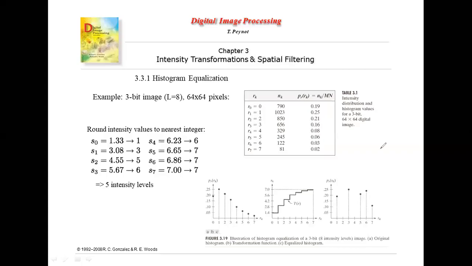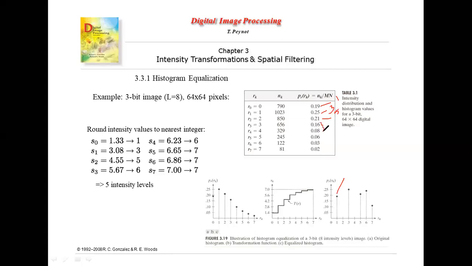So the histogram problem that we saw yesterday, the catch is these values. The first value is 0.19 at intensity 1, not at 0. See, it started at 0. This one is now 0.25 at intensity 3, not 1. Then 0.25 at intensity 5, not 2. You see the difference.